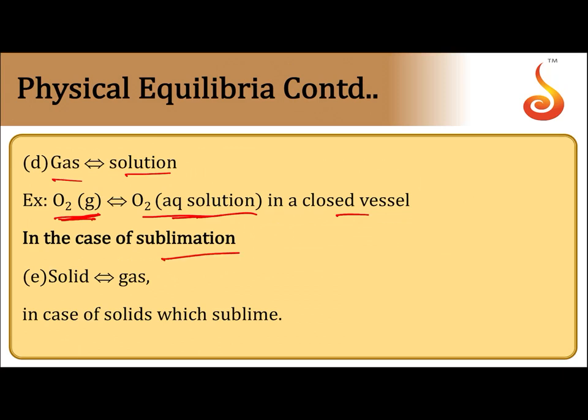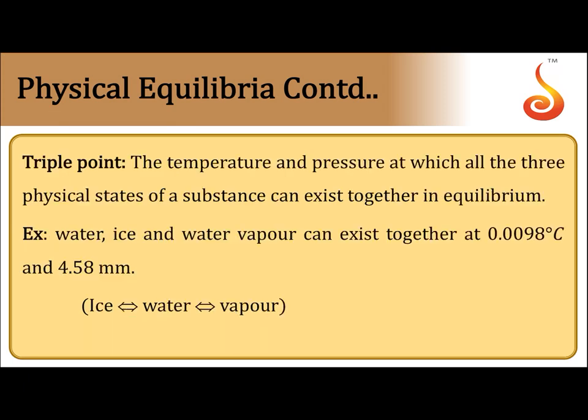And finally, in the case of sublimation, for example, when you take solid iodine becoming gaseous iodine. In the case of solids which sublime, the rate of sublimation of iodine must be equal to the rate of formation of solid iodine from gaseous iodine. That can be taken as physical equilibrium. Then comes the meaning of triple point.